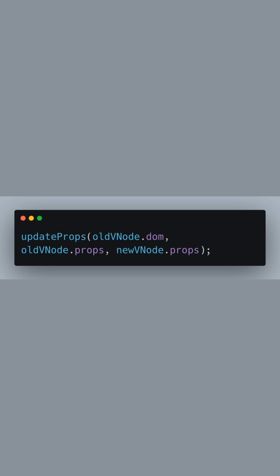If the VNode types are identical, we first update the element's attributes or properties. This involves comparing the old props with the new props and applying any differences directly to the real DOM element to reflect these changes without reconstructing the entire element.